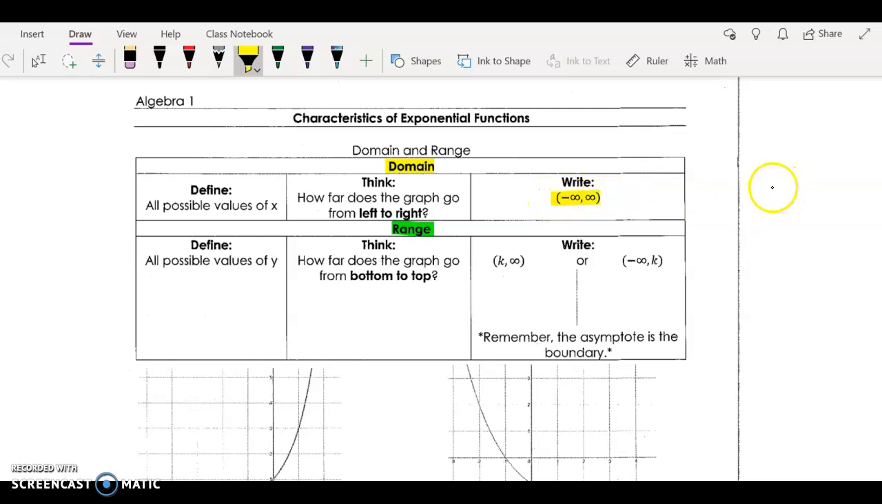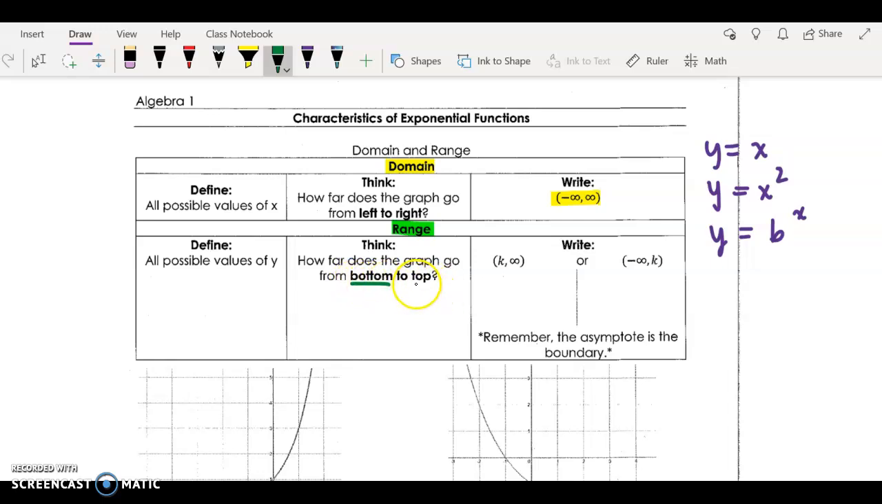There's been no restriction on the numbers that we can substitute for x into the equations for any of the functions we've solved. We've done linear functions, y equals x, we've done quadratic functions, y equals x squared, and now we're doing exponential functions like y equals b to the x, and there's no limit on what we can put in for that exponent. So our domain for each of the functions we'll discuss today is negative infinity to positive infinity.